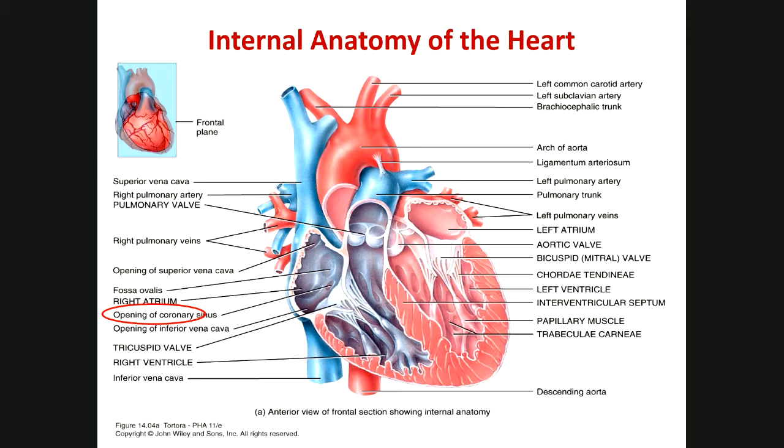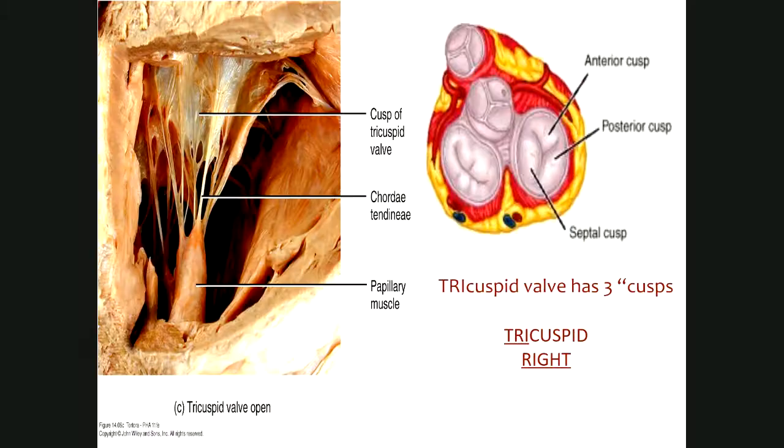So here is the right atrium. Here's the right tricuspid valve, and we'll go into details about that in a minute. Why do we call it tricuspid? Because it has 3 cusps. You can see there. So this is the tricuspid valve on the right, and on the left, it's going to be called the bicuspid valve because it only has 2 cusps.